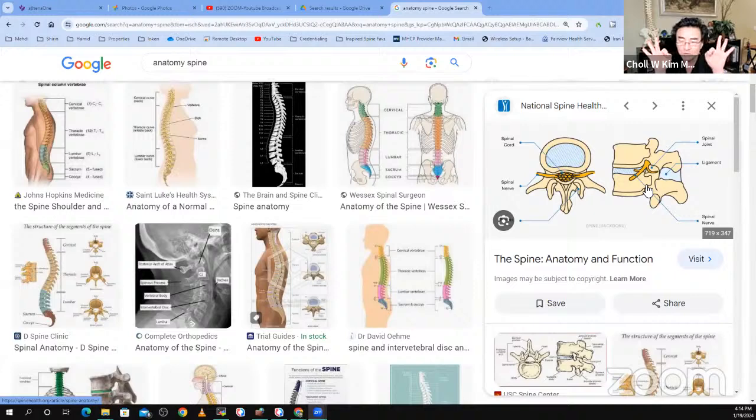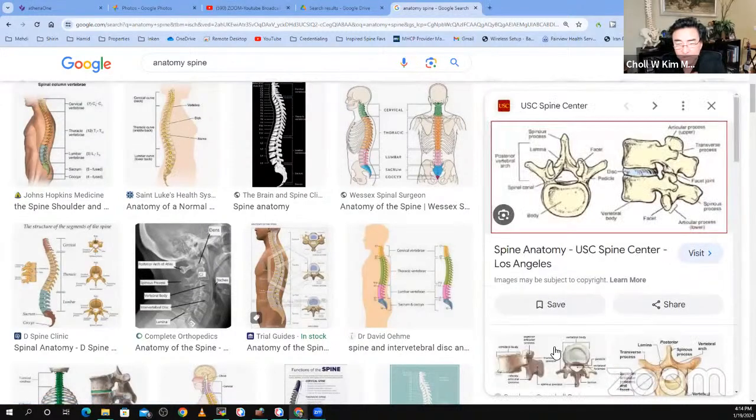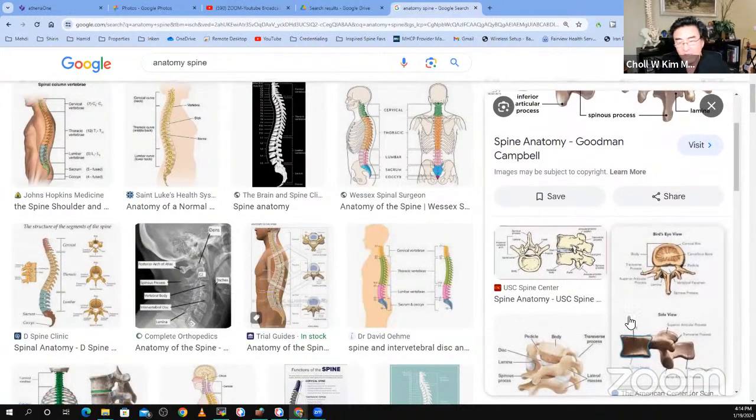So each joint in the body is different, but the spine has a tripod configuration. The front is this shock absorbing disc. The back are two little joints called the facet joints. Together they provide a little bit of motion that allows you to move around in three-dimensional space, but not so much so that you collapse down or crumble.